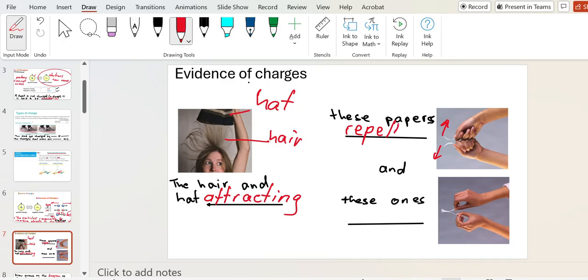Check the spelling there, double L, repelling. And these ones, they are coming together, look. So they attract. So it means if this one is positive, this one is negative. If this one is minus, this one is minus. They are similar charges. If the head is positive, the hair is negative. Let's go to the next question.